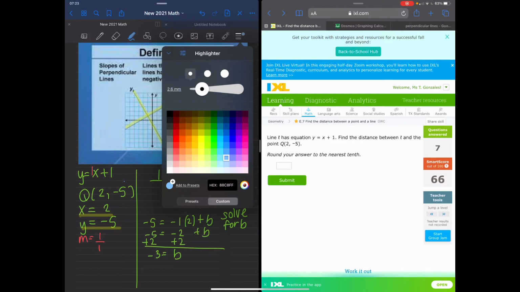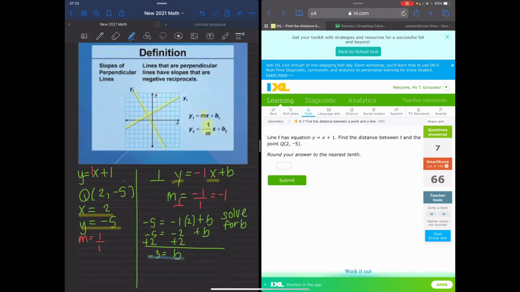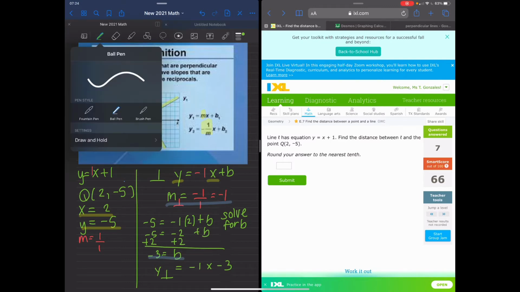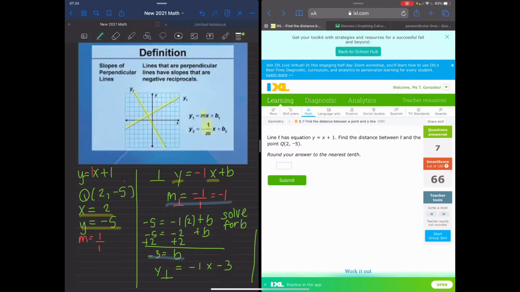And the parts I'm going to use for my new equation are going to be the b, my perpendicular slope, right, which is negative 1. And then we're going to use the slope-intercept form to make it. So I get the line of my perpendicular line is going to be y equals negative 1x minus 3. So then that's going to give us our new point. Let's talk about that.